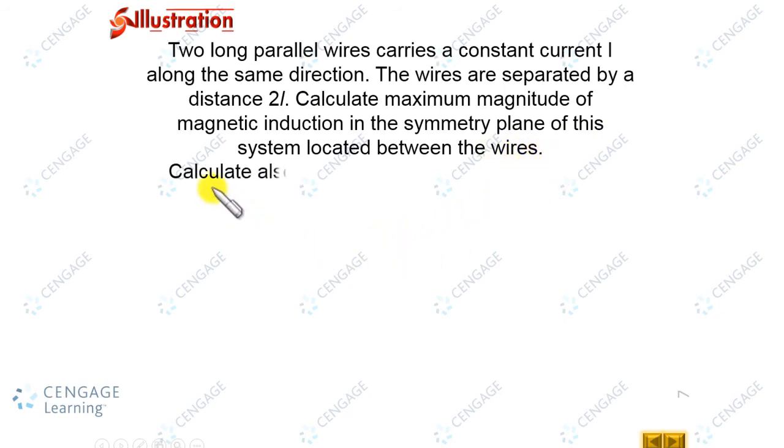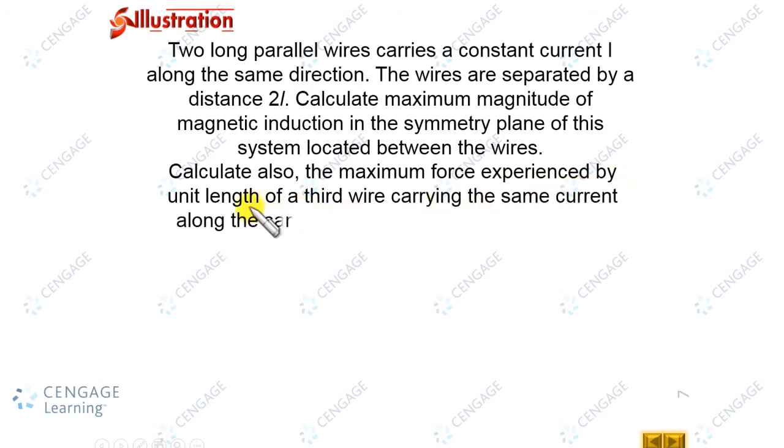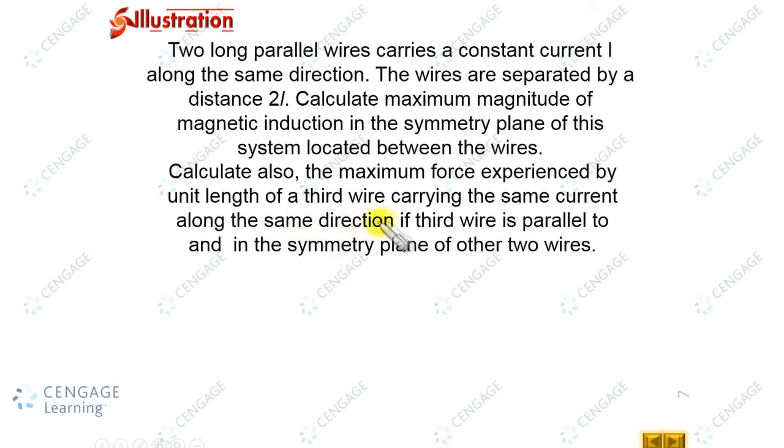In the next part of the question, we need to calculate the maximum force experienced by unit length of a third wire carrying the same current along the same direction, if this third wire is parallel to and in the symmetry plane of the other two wires. So let us move to the first part, where we need to calculate the maximum magnitude of the magnetic induction, that is the maximum magnitude of the magnetic field in the symmetry plane between the wires.